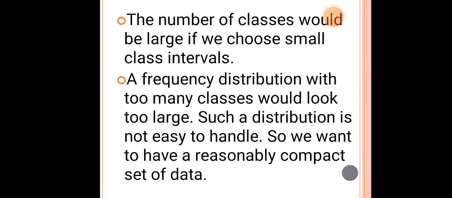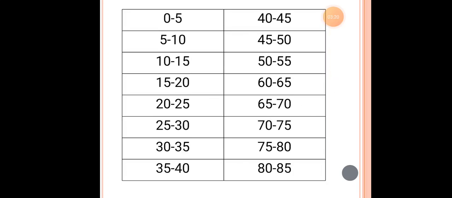So what happens if you choose a small class interval? This will be the problem. If you have values from 0 to 85 and I have chosen the smallest class interval, that is an interval of 5, it will be a very lengthy process. If you have 200, you need to make classes till 200. So it will be very difficult.